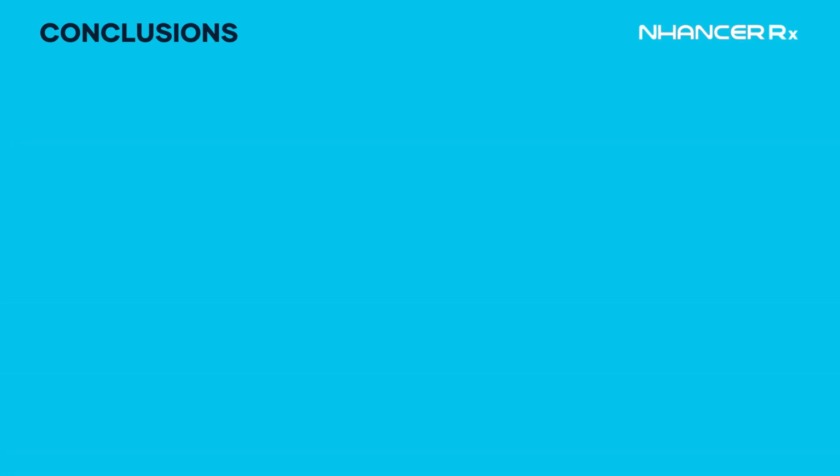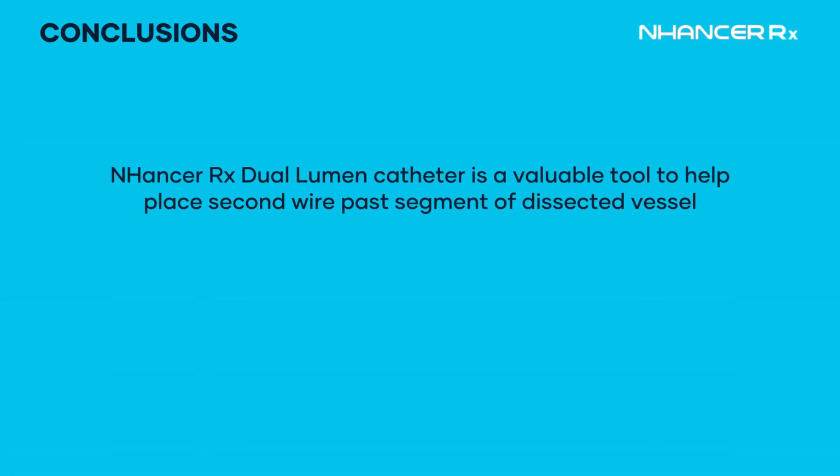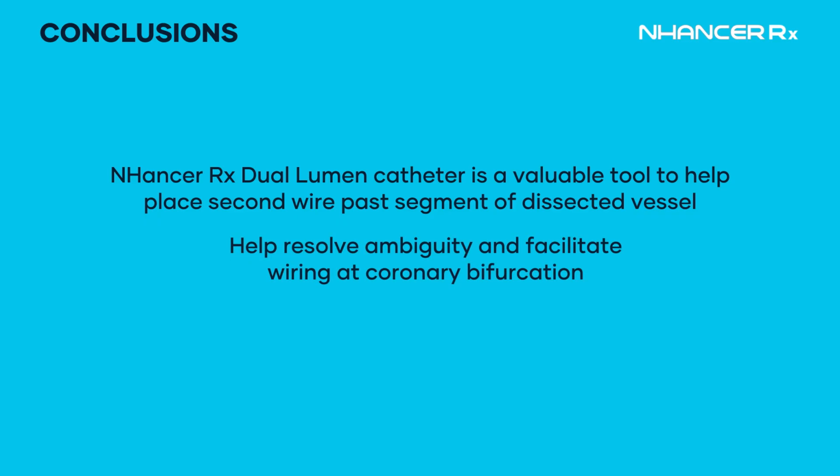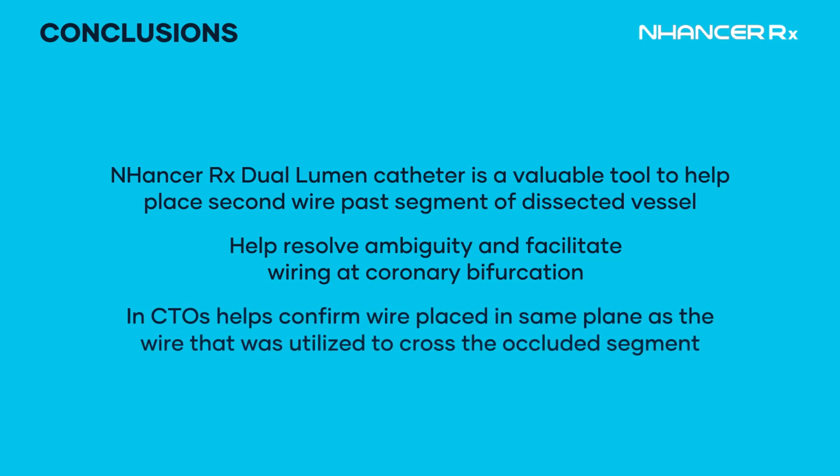So in conclusion, the NHancer dual lumen catheter is a valuable tool to help place a second wire in a segment of a dissected vessel to confirm true lumen placement. It's excellent when we're trying to resolve ambiguity at bifurcations, and it also is very valuable when we're trying to confirm that we've placed a wire in the same plane as the wire that we used to cross the occluded segment in our CTO cases.